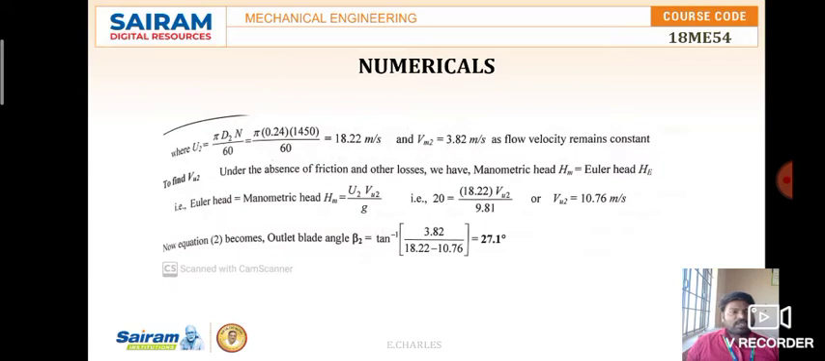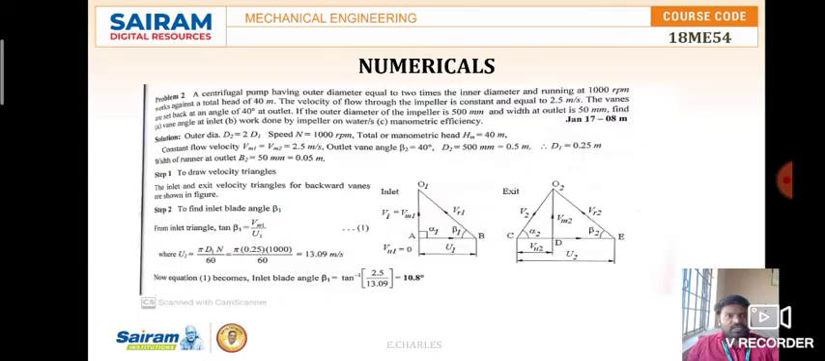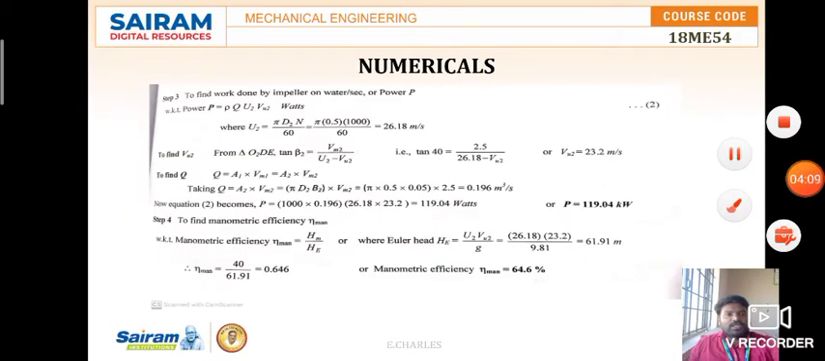In the absence of friction and other losses, the manometric head is equal to the Euler head. So the Euler head will be equivalent to the manometric head. So Hm is equal to U2 Vw2 by g. From this Vw2 we can find out, that is 10.76 meters per second. Now the outlet blade angle beta 2 is equal to tan inverse of opposite side by adjacent side. So with this beta 2 can be found out, which is 27.1 degrees. So this is how we will solve this problem.